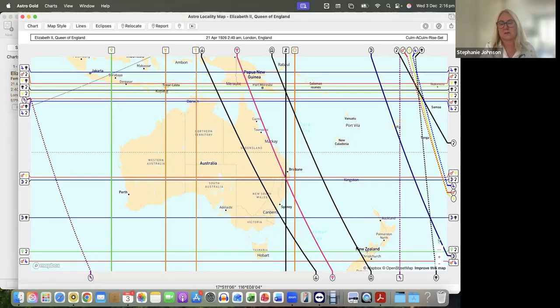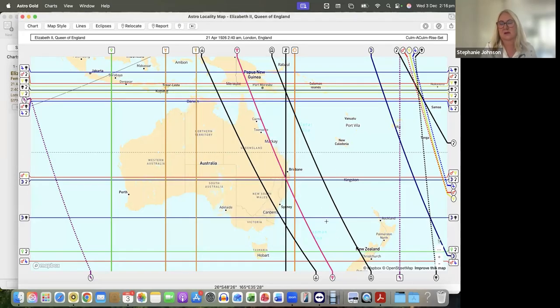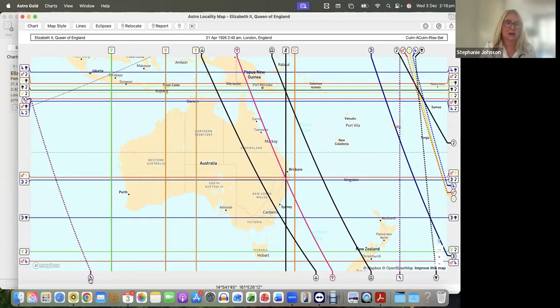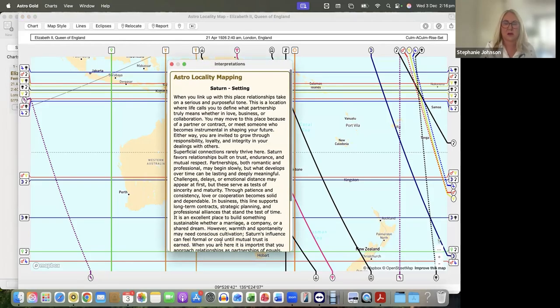The ones down the bottom, so here we've got one, Saturn, anti-culminating on the IC. Then we have ones that are dotted, and they're annotated, as we call it, at the bottom of the map. The ones coming up here and solid are on the ascendant, so that's the North Node rising. Then we've got one here, Saturn setting, on the descendant. As you see, when I click on them, you do get quite comprehensive interpretations. I am constantly working on the interpretations, and you can see they give a good interpretation for you.